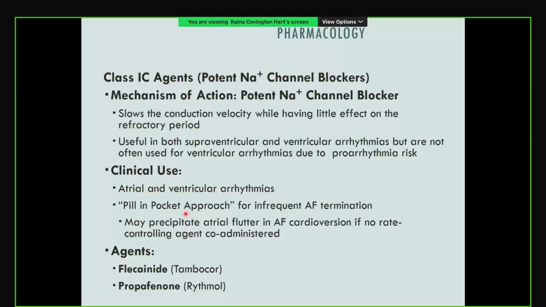And what we do is we say, okay, we'll prescribe this medication for you. And when you experience that, you take your pill out of your pocket and you take the medication, okay? It is important to tell your patients not to leave these things in the car or at home, because if they're at work and they're experiencing this, it's not going to work. The pill is not in their pocket, okay?